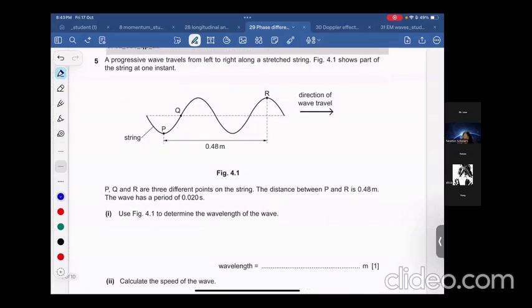A progressive wave travels from left to right. This is part of a string at one instant, captured at a certain moment. All the particles are captured. P, Q, R are three different points. The distance between P and R is 0.48. Can you determine the wavelength? Easy, no need to guide you. Do it and tell me the wavelength. 0.48 is not one complete wave, so you need to find it out. How many meters is one complete wave?